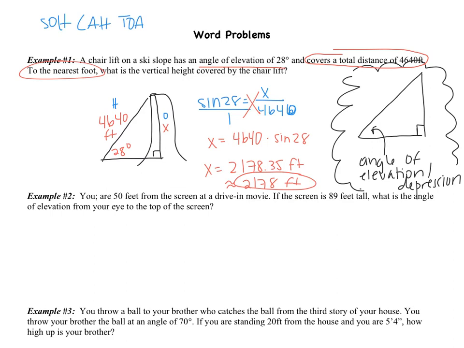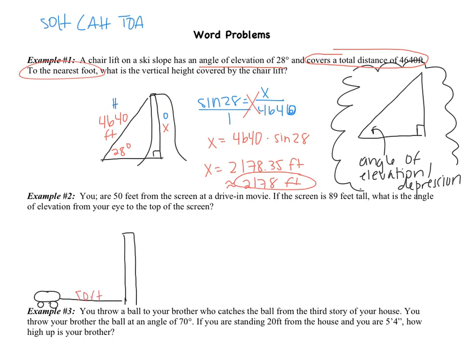Example number 2 says, you are 50 feet from the screen at a drive-in movie. If the screen is 89 feet tall, what is the angle of elevation from your eye to the top of the screen? Let's start by drawing ourselves a picture. We're at the drive-in movie, so there's going to be this huge screen. We're going to be in a car of some type. I'm not really a good drawer, so I'm just going to draw us as a blob in a car, and that's where I am. It says you are 50 feet from the screen, so that's measured this way.